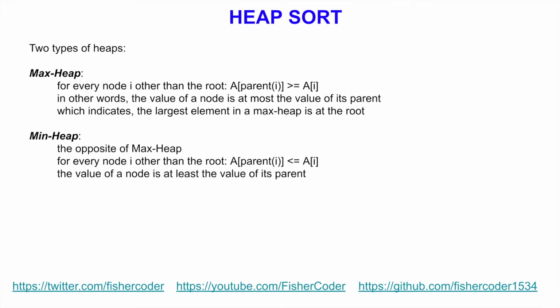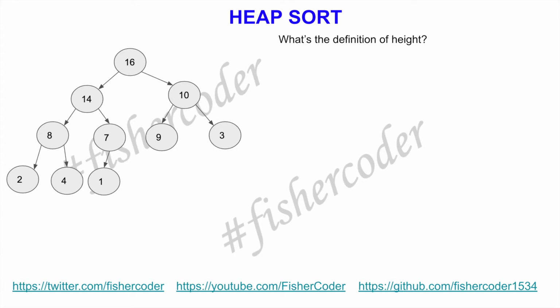The value of a node is at least the value of its parent. That's what it means. That means the smallest element in the min heap is sitting at the root. Now let's talk about what's the definition of the height of a binary tree or a heap.